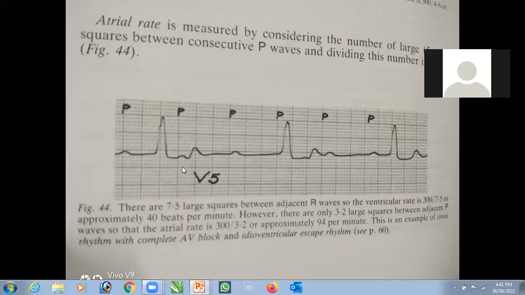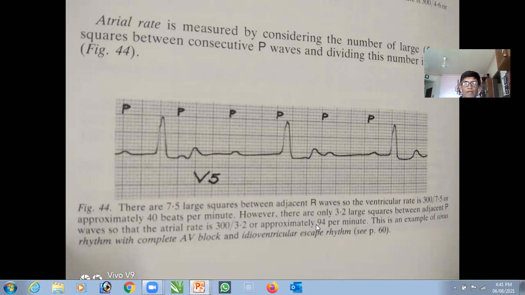What they are trying to show is there is a P wave coming at a regular interval. How many squares? Approximately 3 big squares. So what is the rule? 300 divided by 3 is 100. So what is the atrial activity rate? 100 per minute. What is the ventricular activity rate? 40 per minute. It is dangerous. So this is called what?